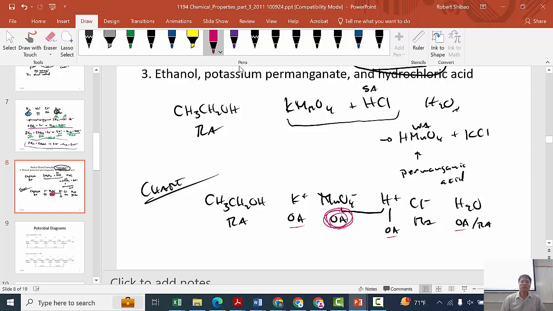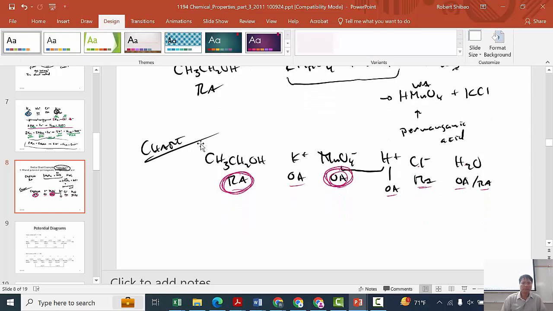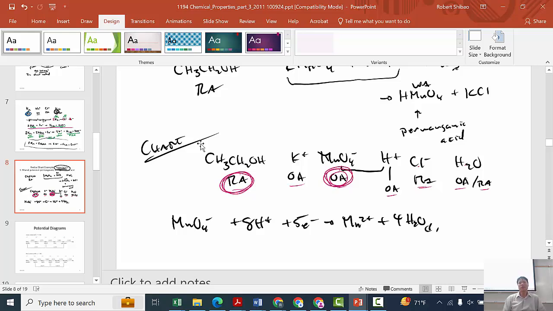Okay, now as far as reducers go, ethanol is not on the chart, but we can compare it to chloride and water. So water is better than chloride, but ethanol would be better than both of them. And so this is it. Now, the permanganate and acid, we can just copy that from the chart. And so permanganate requires 8H+ and 5 electrons. This is going to yield manganese 2+ and 4 H2O liquids. We just copy that from the chart.